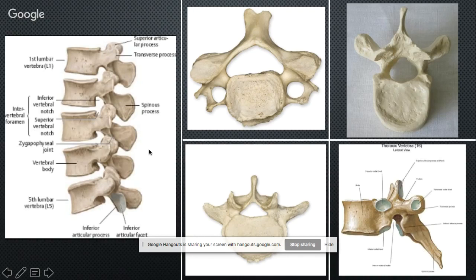Next term, the spinous process, which is right here. All of these, right, this one, and this one, which is kind of what you feel if you're testing for scoliosis, or if you just put your hand on your back and you feel your spine, that's the spinous process. The lamina right here, which is kind of the process that connects to the spinous process.